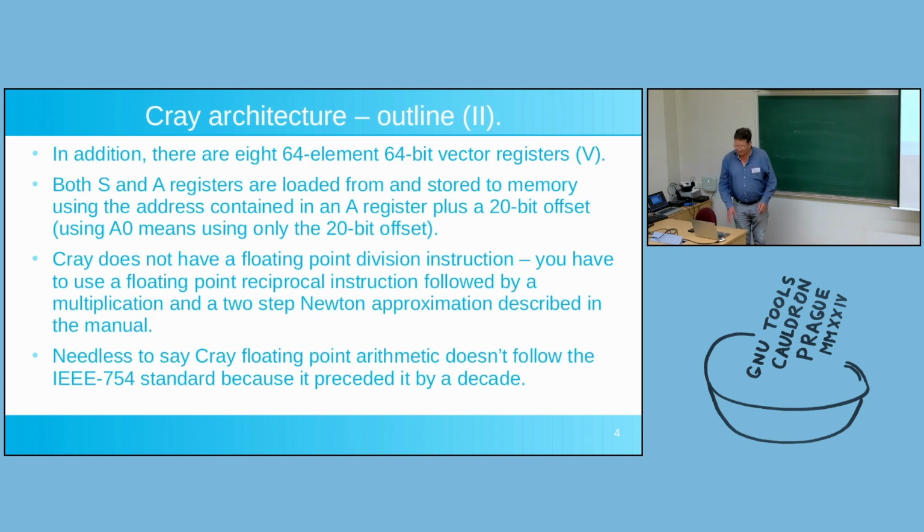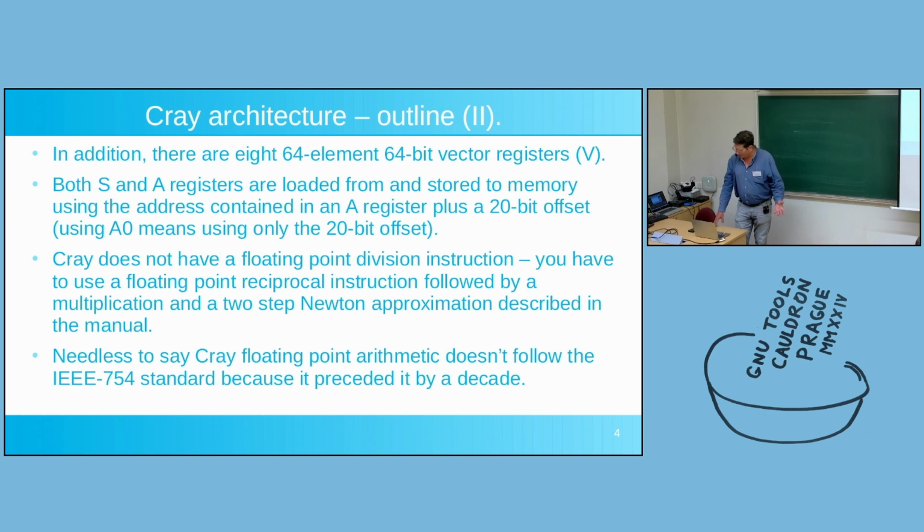In addition, it was a vector machine, even in these earliest times. It has 8 64-element, 64-bit vector registers, called V. And both the S and the A registers are loaded from and stored to memory using the address containing an A register plus a 20-bit offset. And A0 was special in the sense that if you use that register, only the offset was used. So it was equivalent to A0 being 0.